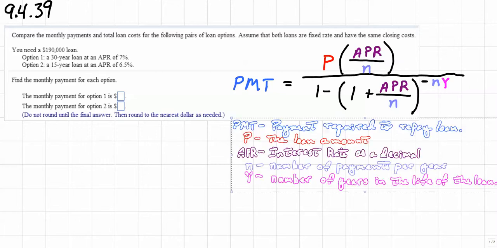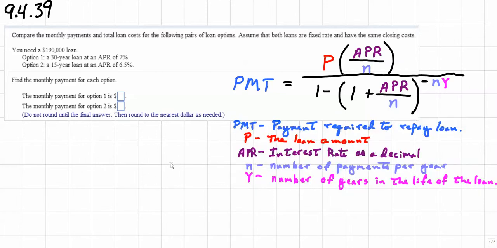What do all of those mean? Well, PMT is going to be the payment required to repay the loan. P is the loan amount. APR is going to be the interest rate as a decimal. N is the number of payments per year, and Y is the number of years in the life of the loan.